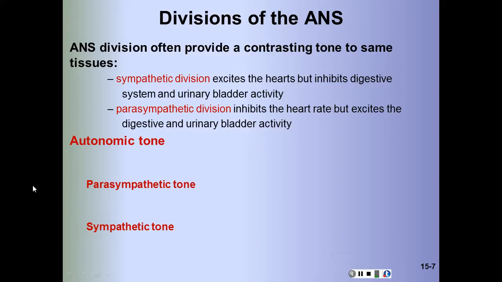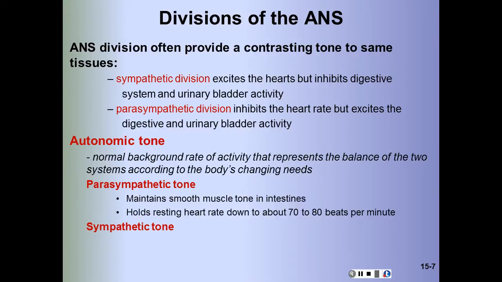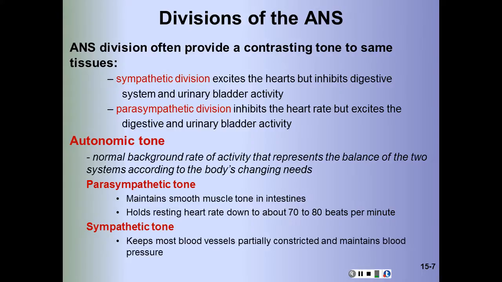Now normally both divisions are active spontaneously, exhibiting a background rate of activity called autonomic tone, and that shifts from one to the other depending on the individual's needs. Neither division has a universally excitatory or inhibitory effect. So when we look at parasympathetic tone, it maintains the smooth muscle tone in the intestines. Then it holds the resting heart rate down to about 70 to 80 beats per minute. The sympathetic tone keeps most blood vessels partially constricted and maintains the blood pressure.